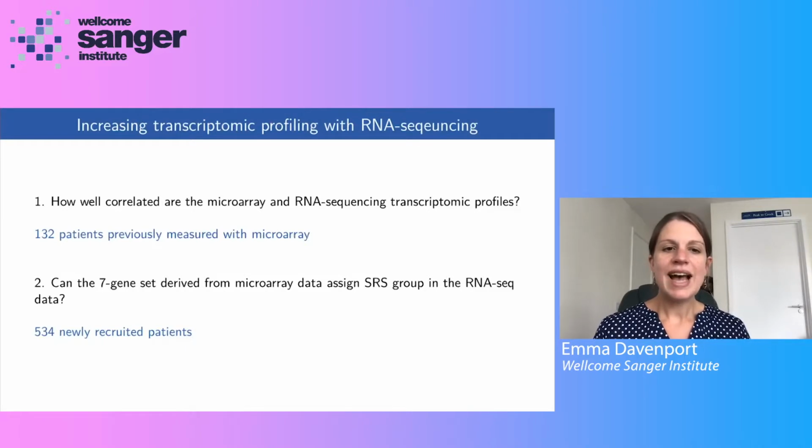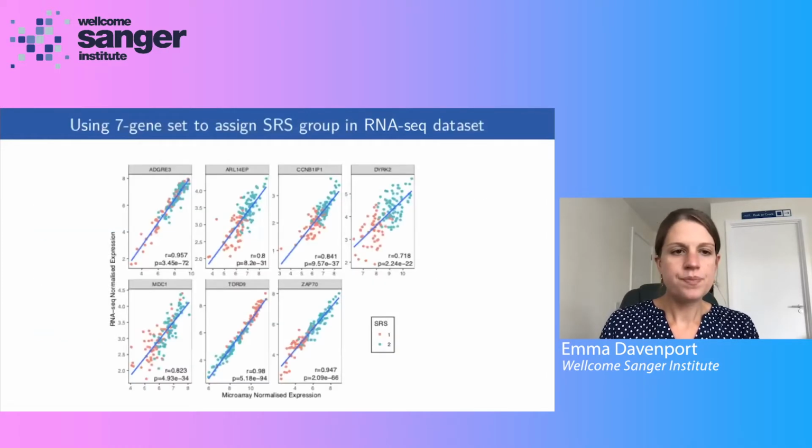The first of these is how well correlated the microarray and RNA sequencing transcriptomic signatures are. So to be able to answer this, we have generated RNA sequencing for 132 of the patients that were in our initial derivation cohort that had been measured with a microarray. We then want to know if we can use our same 7 gene set from the microarray to assign SRS group in the RNA sequencing data. And for this, we've generated RNA-seq data for an additional 534 newly recruited patients.